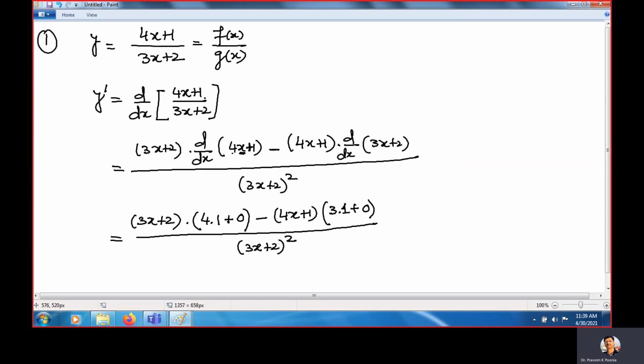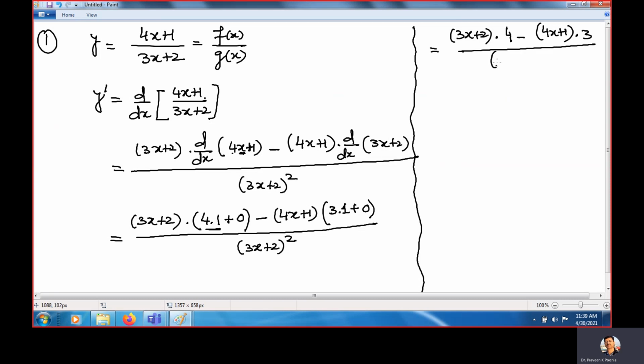(3x+2)^2. Okay, now simplify it. How much is it? (3x+2) times the derivative, 4 into 1, 4. 4 plus 0 is 4. Minus (4x+1) into 3 into 1 is 3. 3 plus 0 is 3, upon (3x+2) whole power 2, equals to multiply by 4.